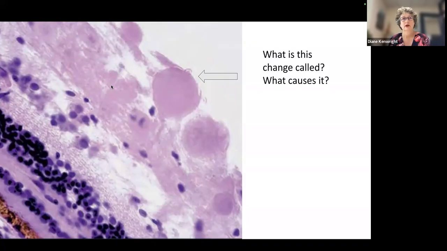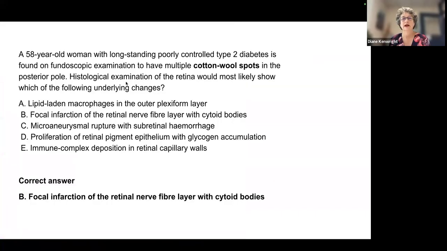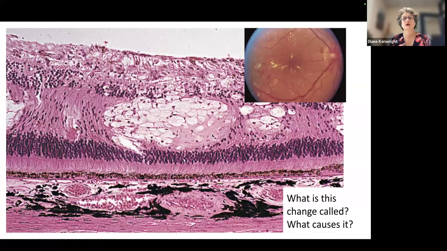Okay. Now the multi-choice question associated with this: with multiple cotton wool spots, what would histological examination of the retina show? It gives a variety of options, and the answer, of course, is infarction of the retinal fiber layer. Okay, so here we go. This one I've included a nice picture, so they'll get a bit of a clue as to what's happening. But let's have a look at the retina here.